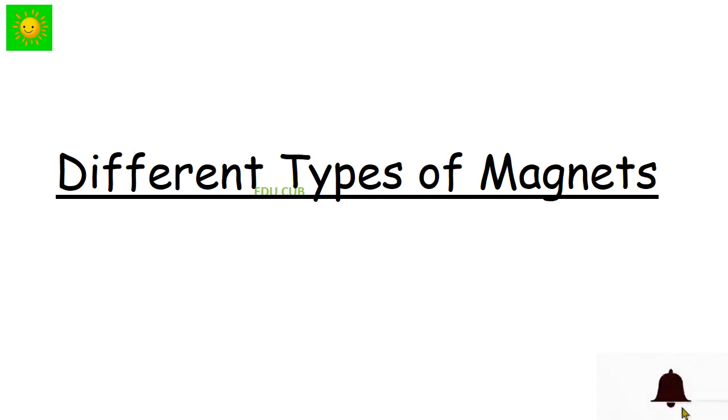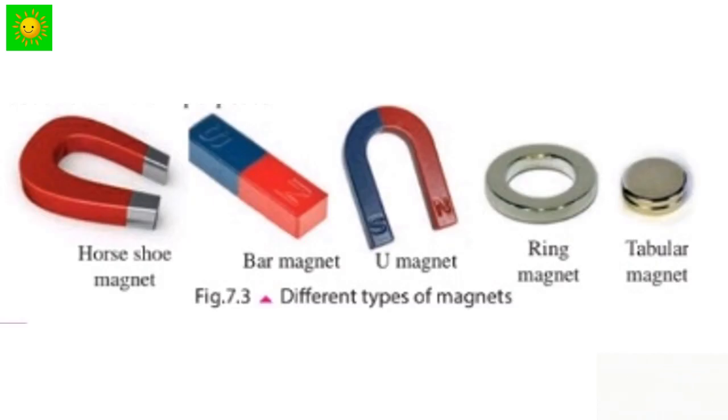Our next subtopic is different types of magnets. The magnets differ from each other due to their shapes. Also, they are used for different purposes. There are 5 figures with different types of magnets. First one, horseshoe magnet. Second is a bar magnet. Third is a U magnet. Fourth, ring magnet. Fifth one, tabular magnet.